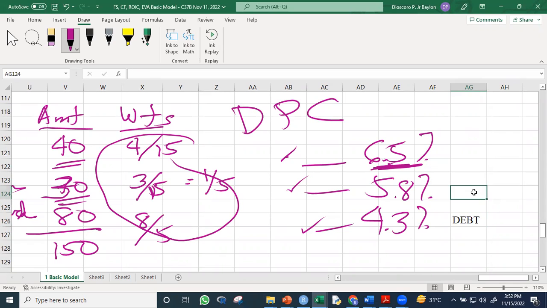The next is your preferred stock. Okay, preferred stock. Si preferred stock naman, parang debt yan. Ang tawag sa kanya, quasi-debt. Bakit? Kasi si preferred stock, parang may dividend din siya on a regular basis. So parang kumikita din siya, may interest din siya.